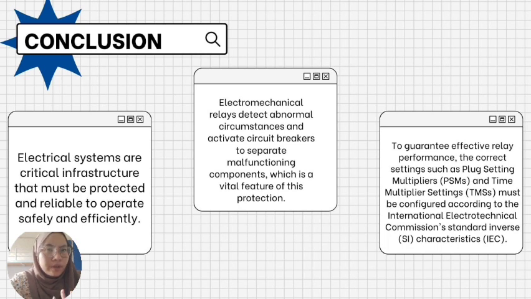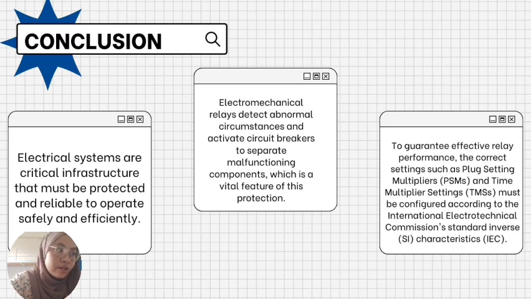Now I will be talking about the conclusion for this project. First of all, as we all know, the electrical system is a critical infrastructure that must be protected and reliable to operate safely and efficiently. Therefore, in achieving this, an electromechanical relay detects abnormal circumstances and activates the circuit breakers to separate the malfunctioning components, which is a vital feature of this protection.